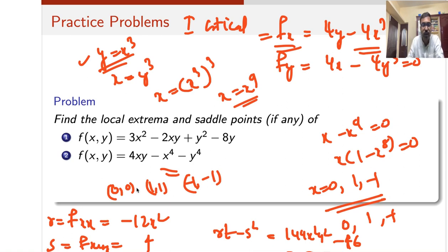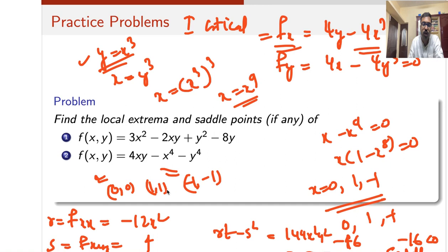When I substitute the first point (0, 0) into this rt minus s square, what will I get? I will be getting minus 16, because x and y are 0, which is less than 0. That means (0, 0) is a saddle point. Very simple, right? It's a saddle point.